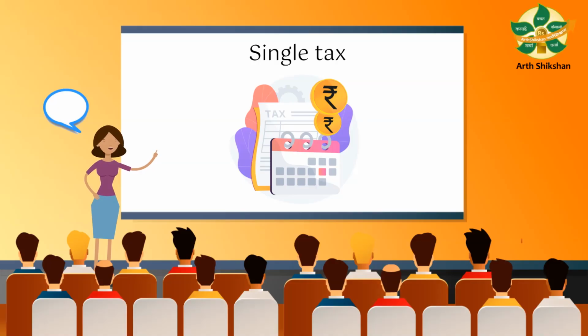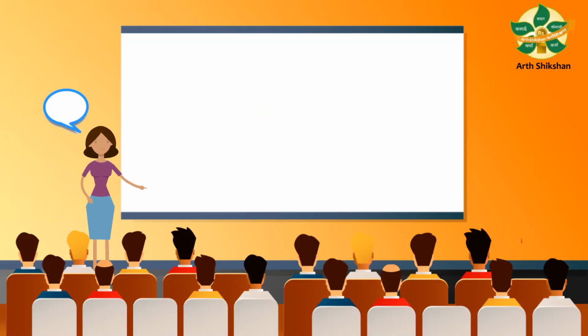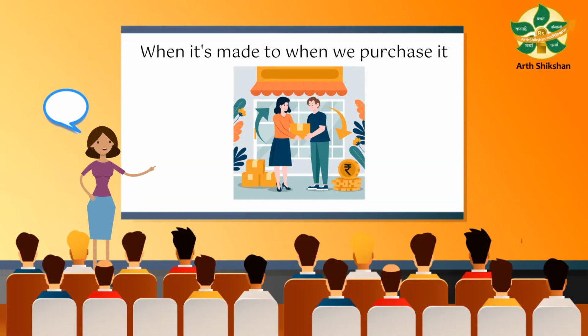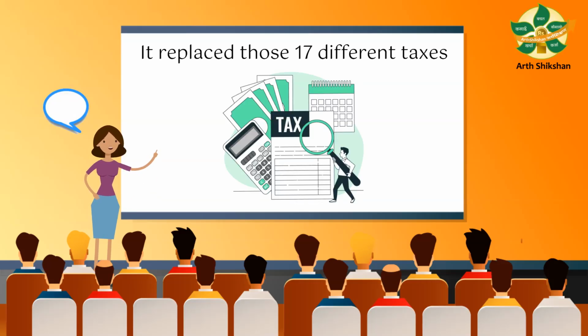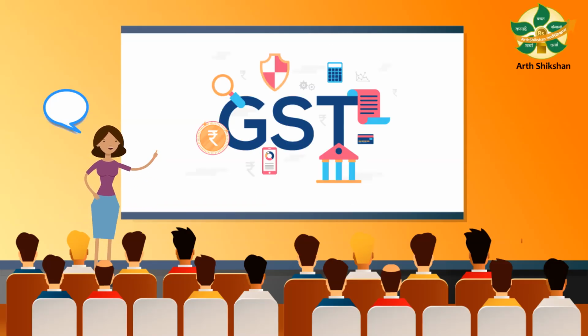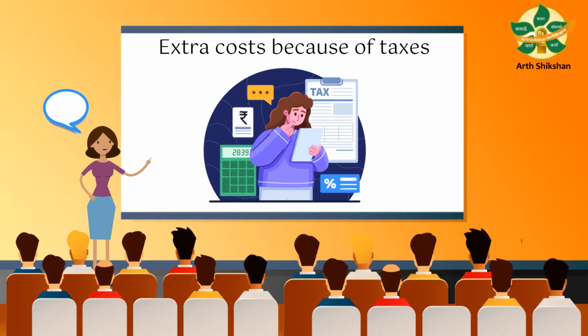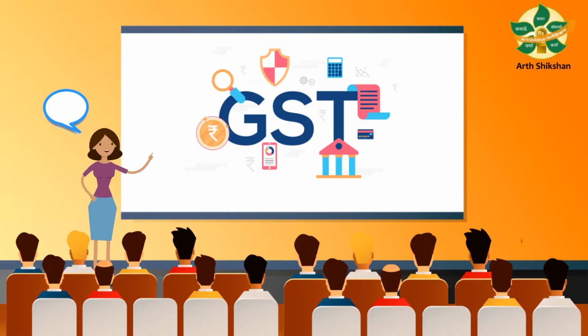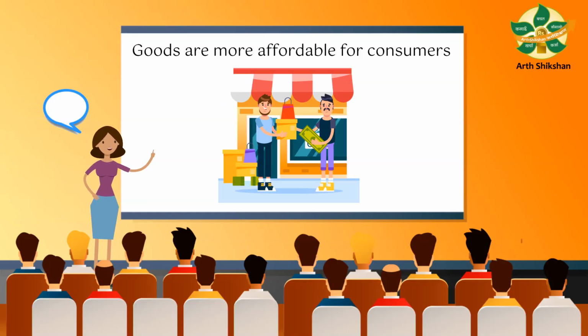GST is a single tax on everything we buy, from when it's made to when we purchase it. It replaced those 17 different taxes. Much simpler. GST has made things simpler and cheaper for us. Before, there were extra costs because of taxes piling up on top of each other. Now, with GST, these extra costs are gone. That means goods are more affordable for consumers.